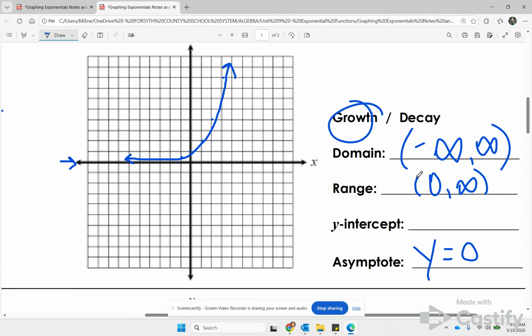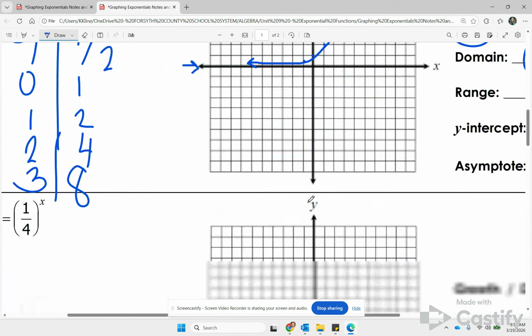I'm also never going to have a bracket here because remember that it's never going to touch the asymptote, so it's never going to actually touch 0 here. The y-intercept here is going to be 0, 1. I can see that from my table of values, and then I'm done.